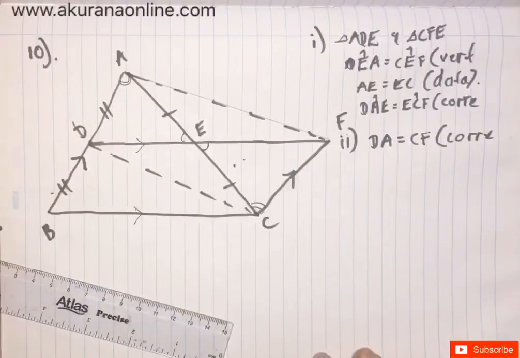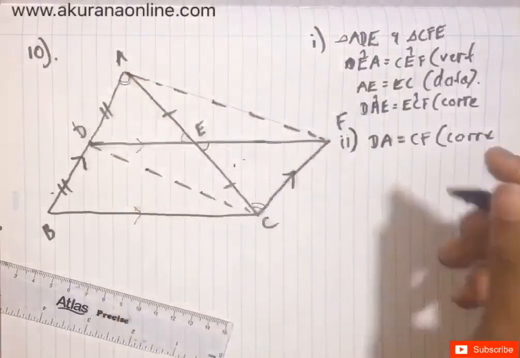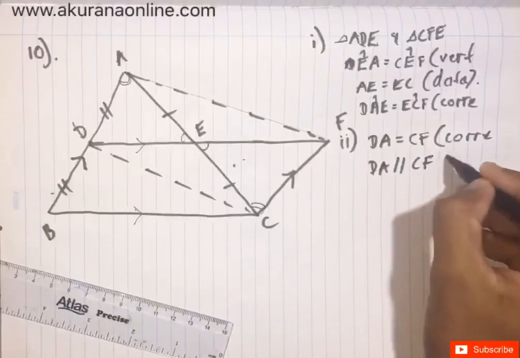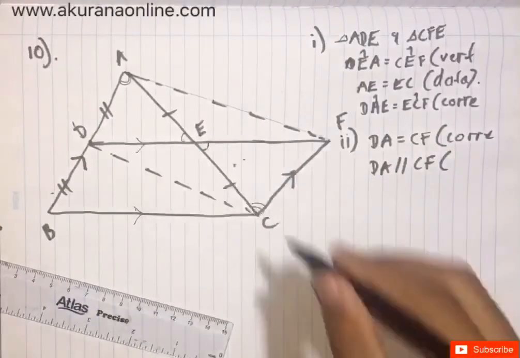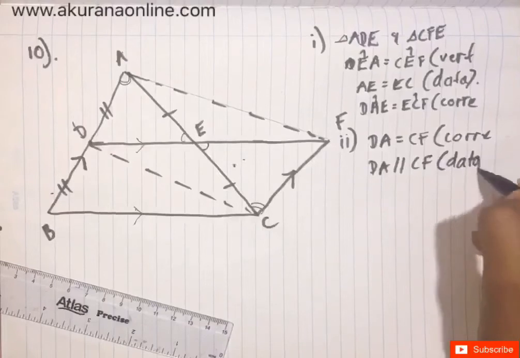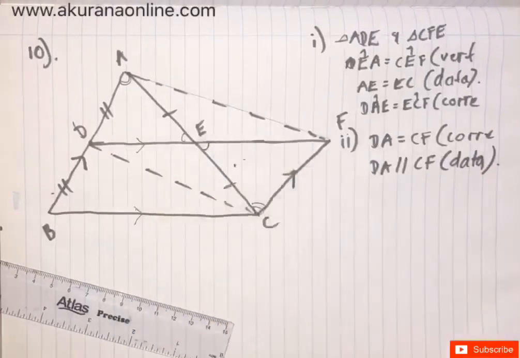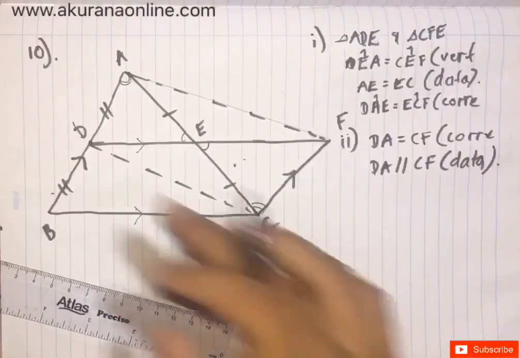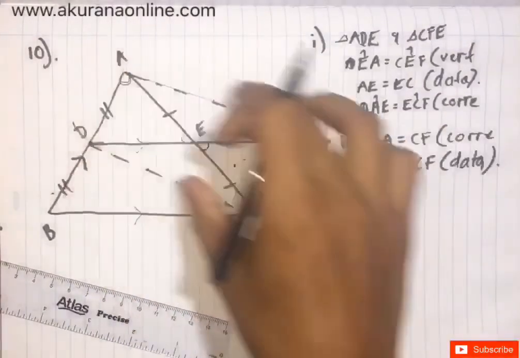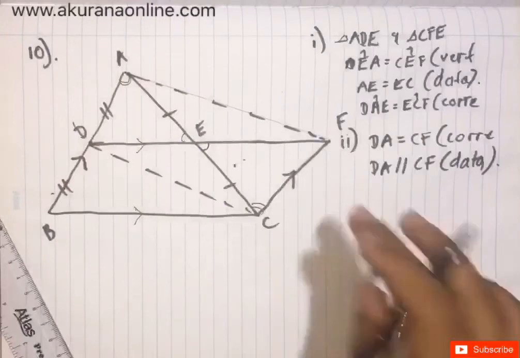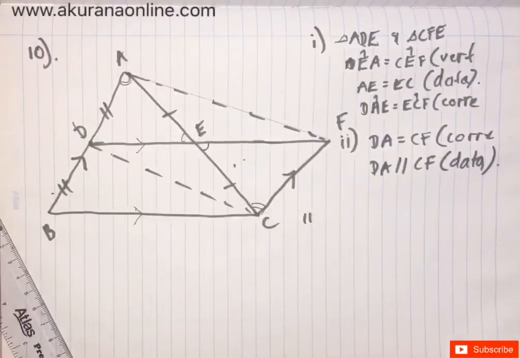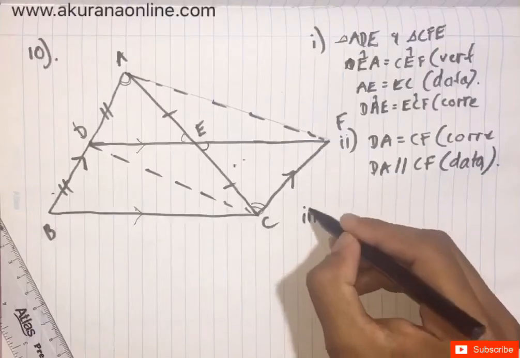Also you can say DA is parallel to CF. That is already given in the data. Now in a parallelogram, if opposite sides are equal and parallel, then you can say that this is a parallelogram. So now you have proved. Now let us move on to the last part, that is the Roman number 3.